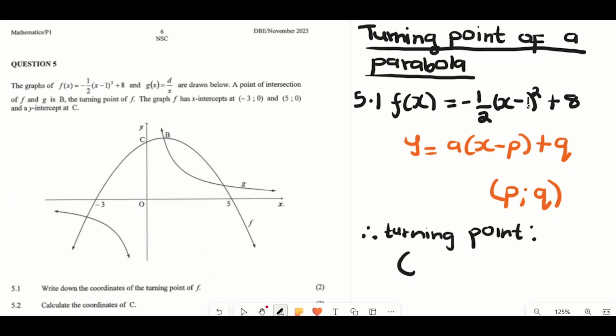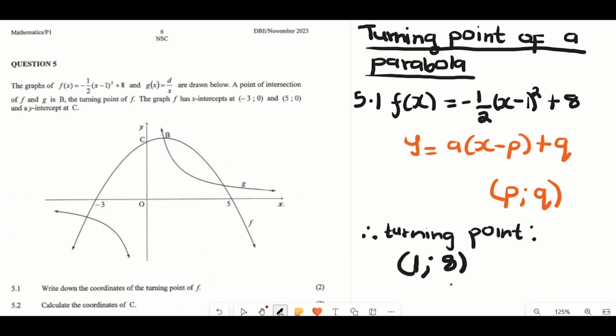So what is our p? Our p is -1. So when we write it, it becomes positive. And then our q is 8. We write it as it is. The sign doesn't change. And that is our turning point.